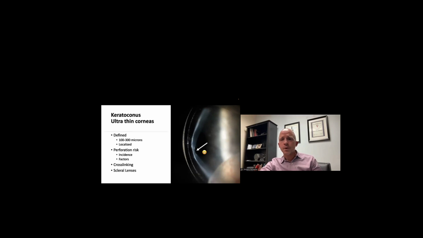But most of the patients that I see that present with ultra thin corneas are already in middle age or older, where we typically know that they're not changing. And so I just proceed to fit them with scleral contact lenses.